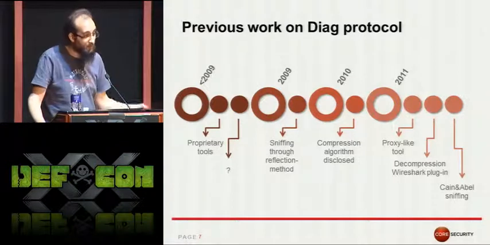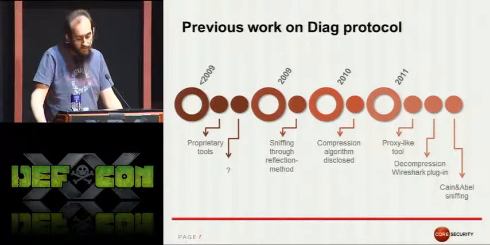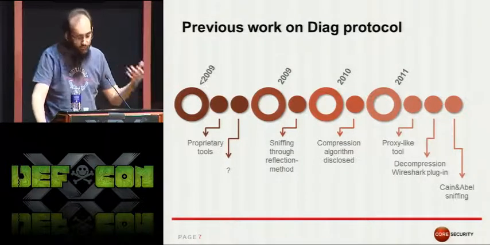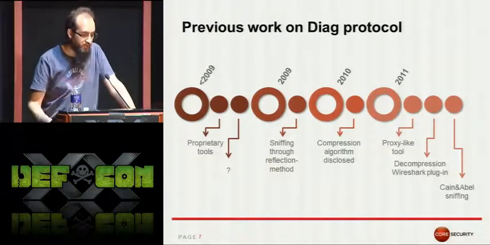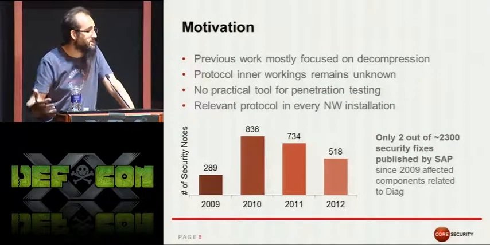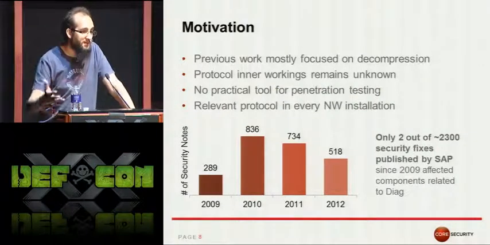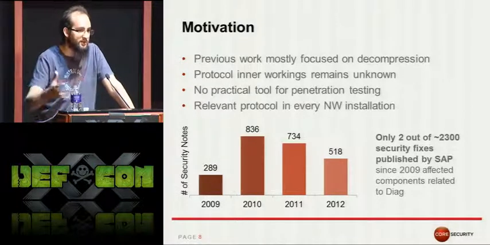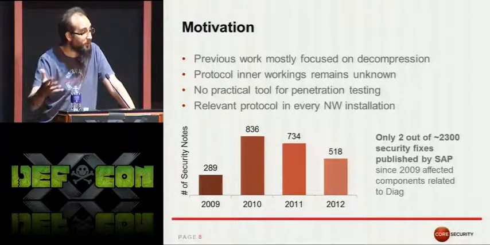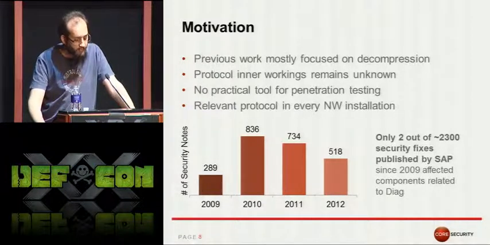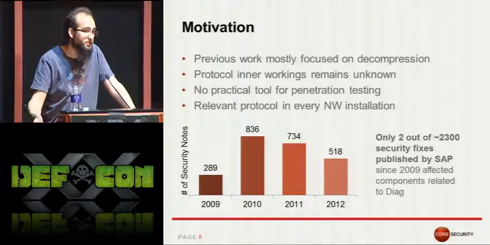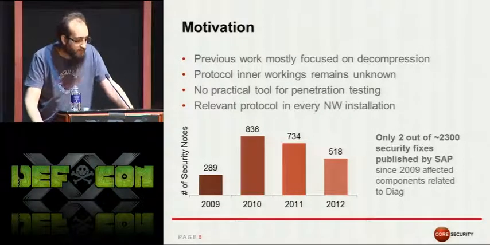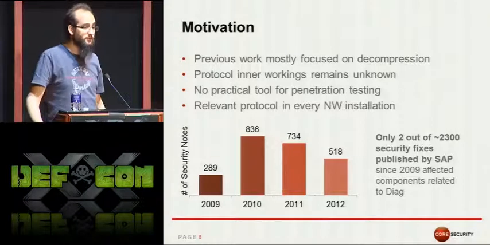Additionally, the compression plugin for Wireshark was also released, and some sniffing capabilities were added to Cain and Abel to get credentials also. So as can be seen, most of the previous work was based on compression and decompression of the traffic, and the protocol inner workings and details about the packet formats remain still unknown. And there's no practical tool to perform a penetration test against this protocol or to make an assessment. So this was mainly the motivation for my research.